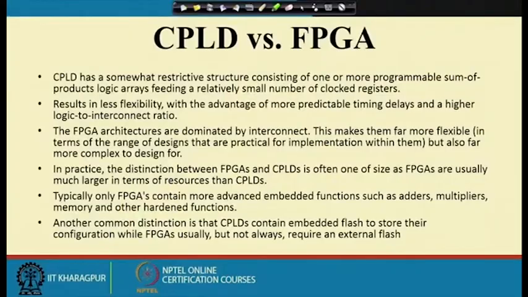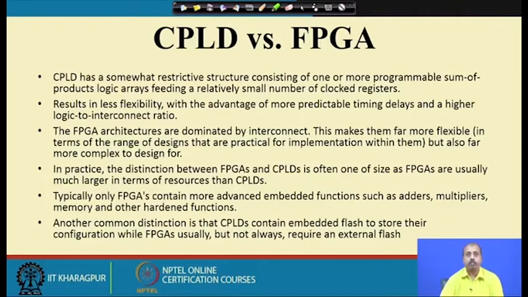There are two types of logic devices that come under this field programmable capability. One is known as CPLD, or complex programmable logic device, and another is called FPGA, or field programmable gate array. Out of these two, CPLD has a somewhat restrictive structure consisting of one or more programmable sum of products logic arrays feeding a relatively small number of clocked registers. So, in CPLD the basic structure will be something like a two level structure. A sum of products type of logic array, with AND and OR planes, will be there, and they will feed some number of clocked flip flops.